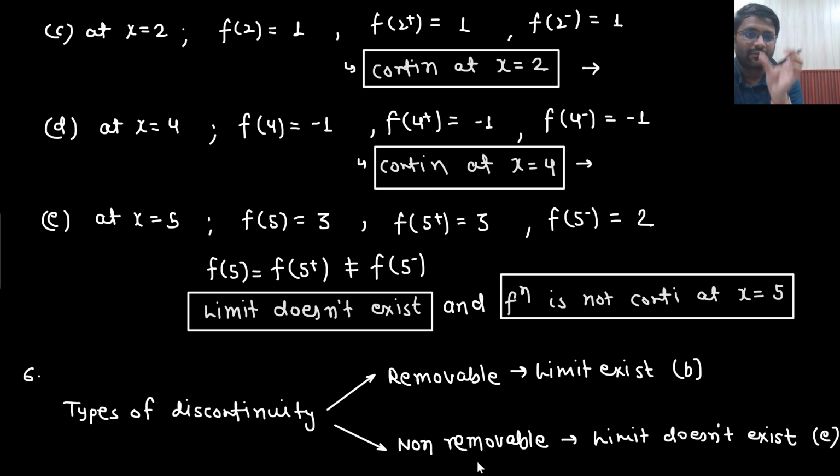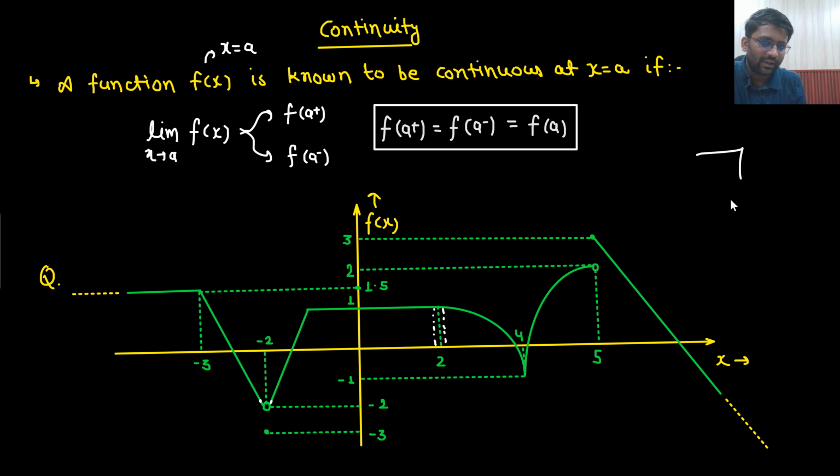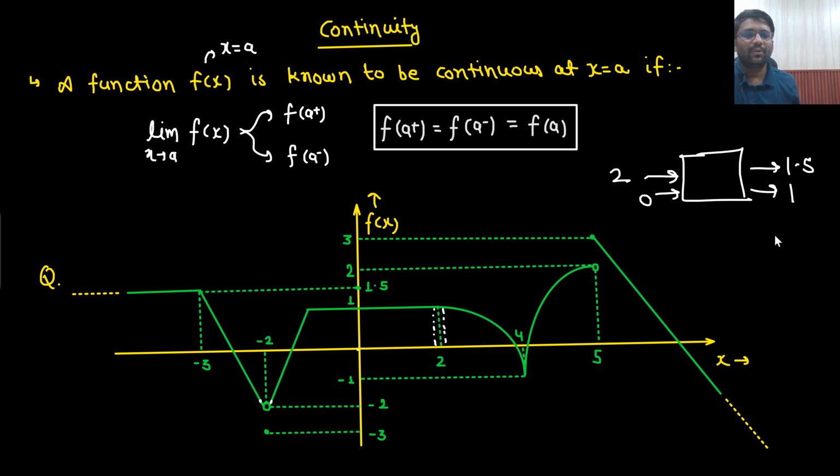So if limit is existing, one of the criteria it is satisfying, but other criteria is not satisfying, that means it is removable, otherwise it is non-removable. Sir, what is the meaning of this? Let's just say you design a system, a block. If someone applies the input 2, you would say the output is coming out to be 1.5. If someone applies the input 0, output is coming out to be 1. So this system you have designed.